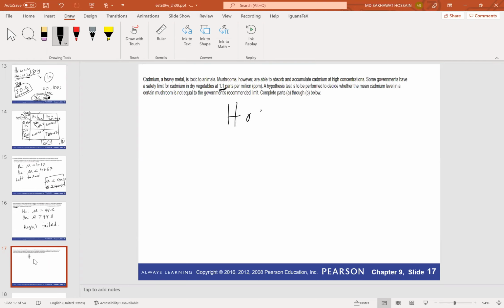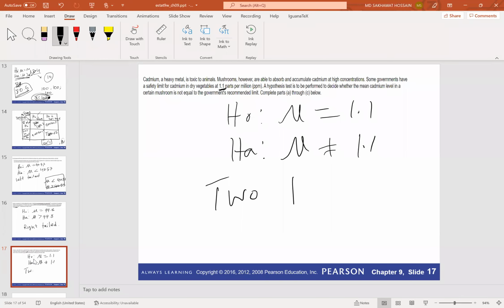So now the researchers want to do a hypothesis test to see whether their statement is correct or not. The government statement is mu equals 1.1. And the researchers want to test whether this equals 1.1 or is different from 1.1. So here we want to test mu different from 1.1. It could be less than 1.1 or greater than 1.1. So this is a two-tailed hypothesis test. Do you have any question?